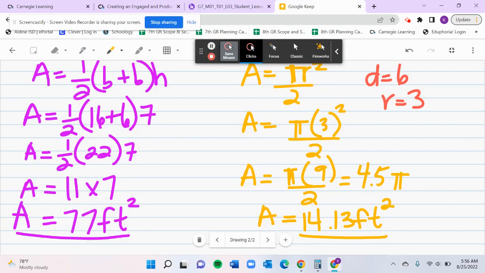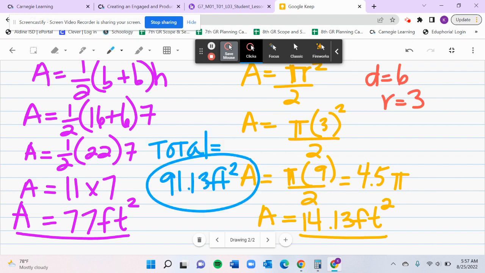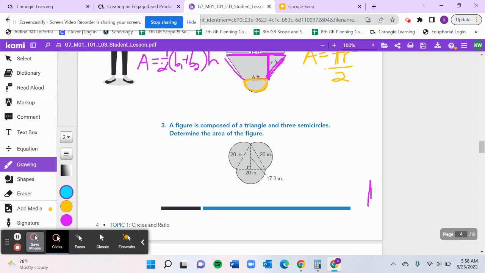Here is my work. In purple, the area of the trapezoid is calculated, giving us 77 feet squared, and in orange, the area of a circle is calculated, giving us 14.13 feet squared. But there's one last and final step, and that is to, yes, add it all up, find the total composite area. And that you should get 91.13 feet squared for question number 2. Now moving on to question number 3.